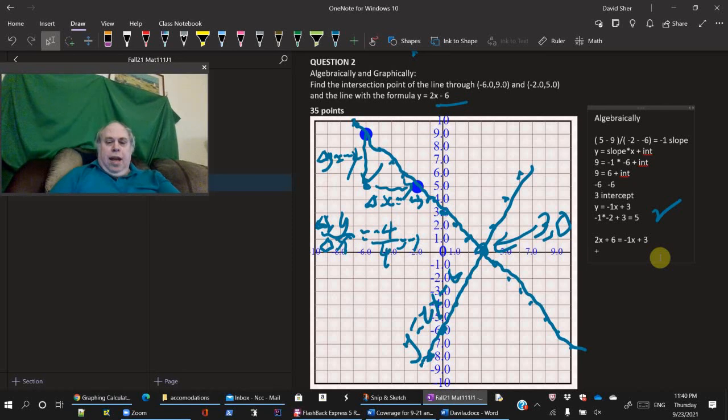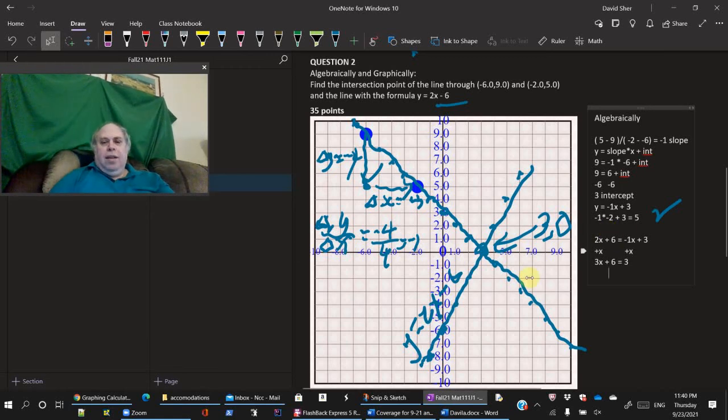So what I'm going to do is add x to both sides. On this side, the x will cancel. So this becomes 3x plus 6 equals 3. Now, the next step is to subtract... okay. Oh, but this is wrong. It's 2x minus 6. I've got to copy the formula right. So, all right, let's grab that.